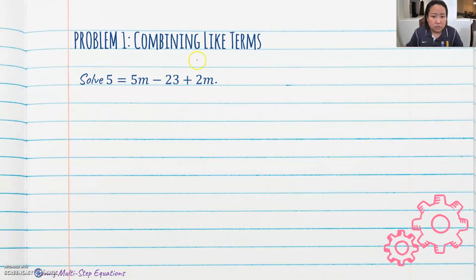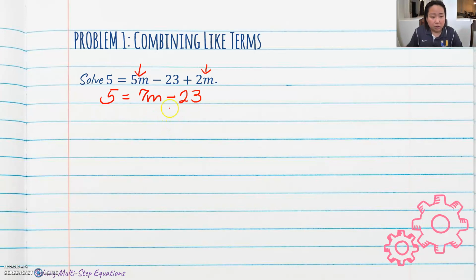As you can see, it says there we have to combine like terms. So the very first thing that we have to do is see if we can combine any like terms. You can see that we have two variables and they are both m. So we have positive 5m and positive 2m all together. If we combine those two, our equation now will be 5 equals, positive 5m and positive 2m, that's a total of 7m.